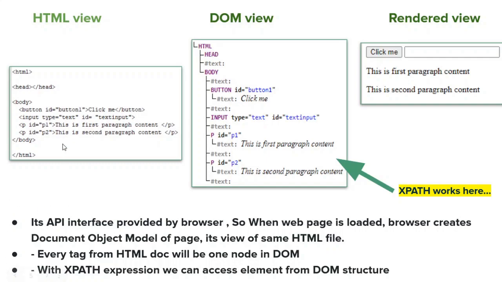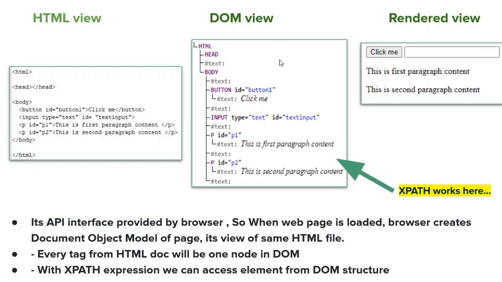If you see in HTML, there are multiple tags. Every tag from the HTML document will be converted to one node in the DOM. If you see the DOM view, the HTML tag is now a root node, that is the HTML node. So every tag in HTML is converted to a node. It is like a node structure where HTML is the root node in which there is a head node and a body node, and inside head there will be some content, inside body there would be some nodes. For example, inside the body there is a button node, input node, paragraph node. Inside that there is an ID, and multiple attributes are present.